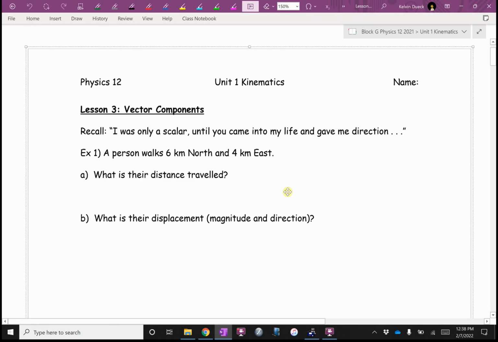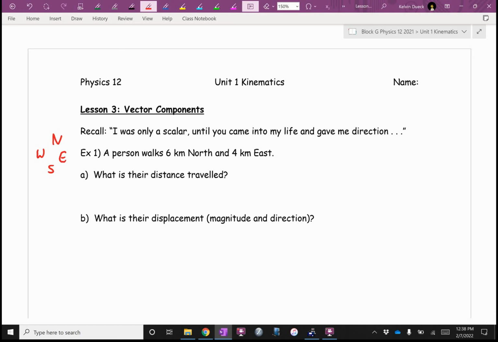Okay. A person walks 6 kilometers north. You know what? As soon as I see a north, nice try. North, east, south, west. Person walks 6 kilometers north and 4 kilometers east. What's their distance traveled? You'll notice I didn't give you much room, and that's because, Amrit, you should be able to do this in your head. What's their distance traveled?